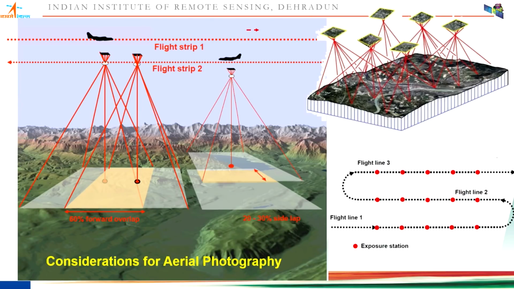When the photographs are captured, the cameras are placed in such a manner that there is around 60% overlap between one photograph and the second photograph. As you can see here, the camera was here, then the camera was here. So more than 60%, this overlap we call the forward overlap. So more than 60% overlap should be there between two images.